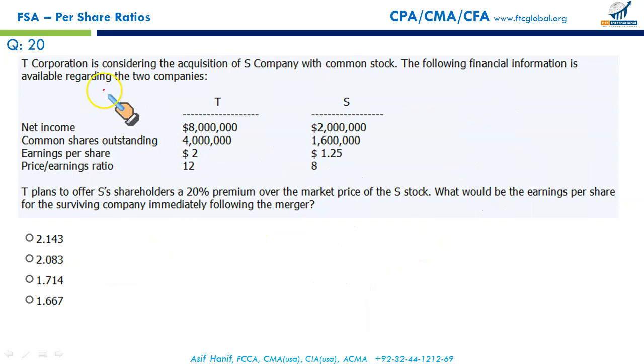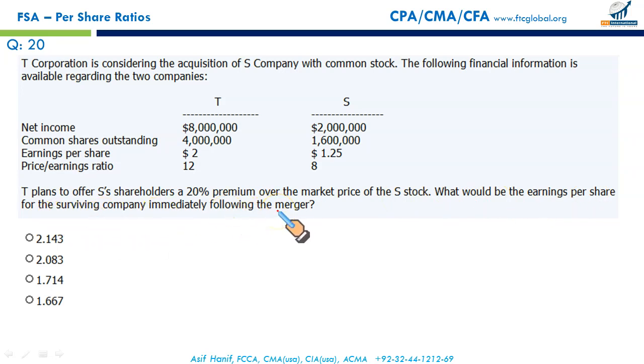Next question. T Corporation is considering the acquisition of S company with common stock. The following financial information is available regarding the two companies: net income for T and S, common shares for both, earnings per share for both, and price earning ratios for both, 12 and 8 respectively. T plans to offer S shareholders a 20% premium over the market price of S stock for acquisition. What would be the earnings per share for the surviving company immediately following the merger?